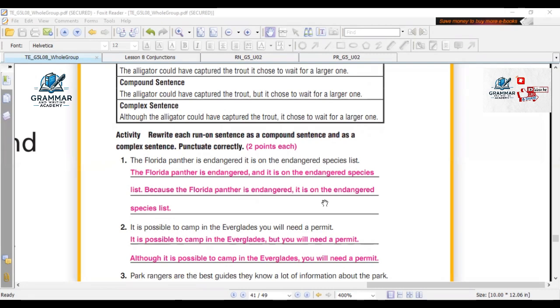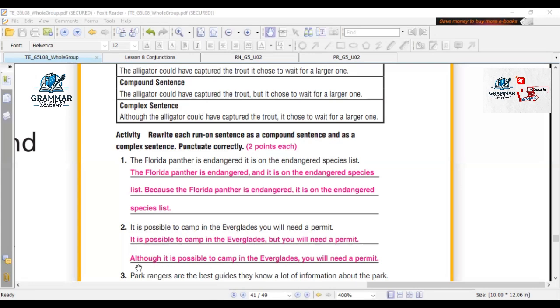Yes. It is possible to camp in the Everglades, you will need a permit. It is possible to camp in the Everglades, but you will need a permit. Permit here is like a permission. And here we use a comma and but. Comma and but, it means a coordinating conjunction. For this reason, we have formed a compound sentence.